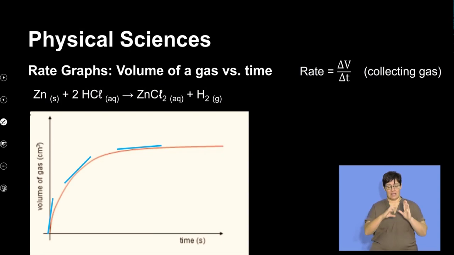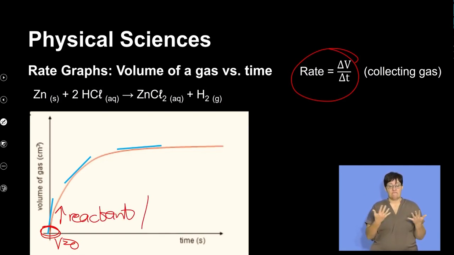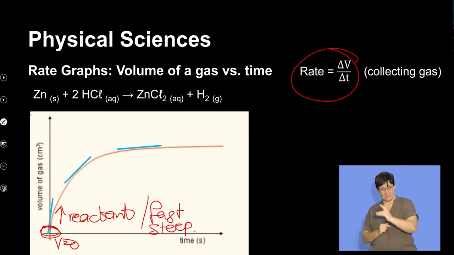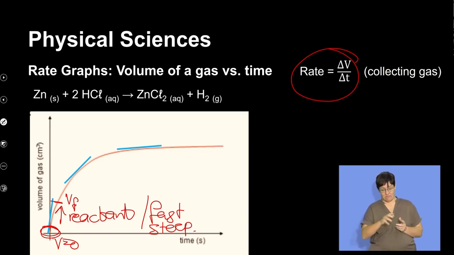When we go on to the next one, where we look at the volume that's been caught in a syringe over time, this is actually positive, because at the beginning we have a volume of 0. At the beginning we've got lots of reactants, so we know that it is a fast reaction. We know that it is a steeper gradient. So if we look at our final volume versus our initial volume, we have a bigger volume minus a smaller volume, ending in a gradient that we can plot as well.